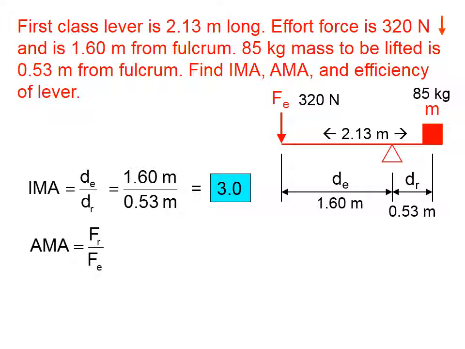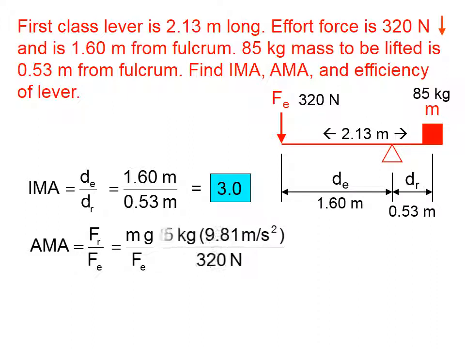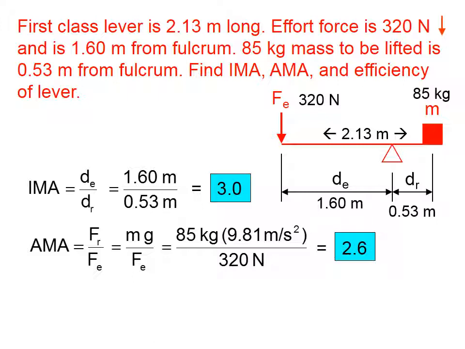Our equation toolbox says that the actual mechanical advantage is FR over FE. Well, FE, the denominator, will be 320. FR is going to be the weight of that mass. 85 times 9.81 meters per second squared divided by 320 newtons, 2.6. This should not surprise us, that the actual is less than the ideal mechanical advantage.